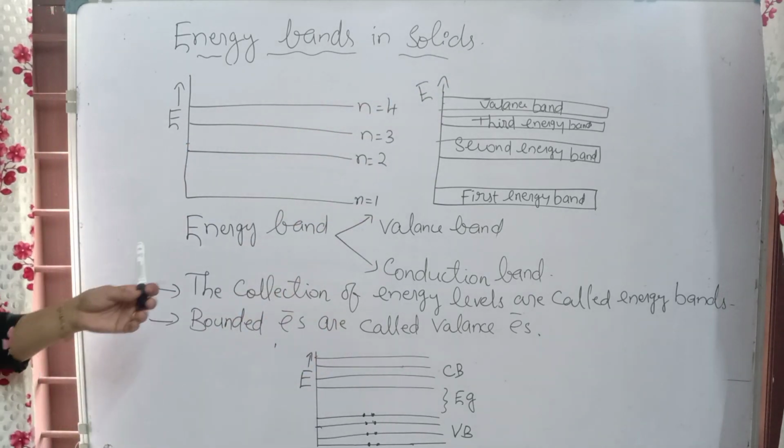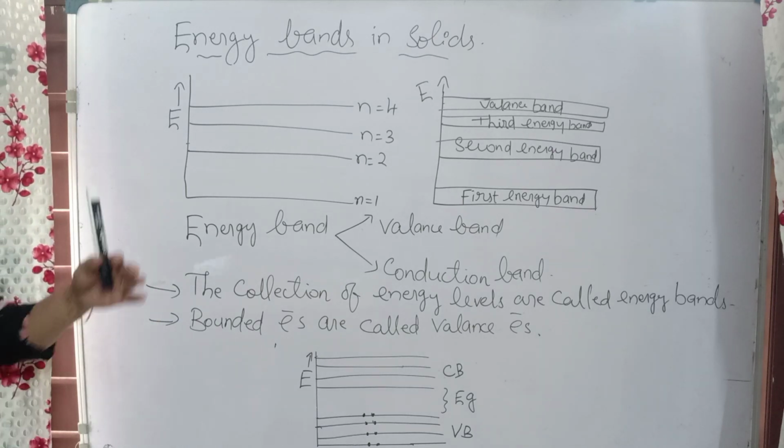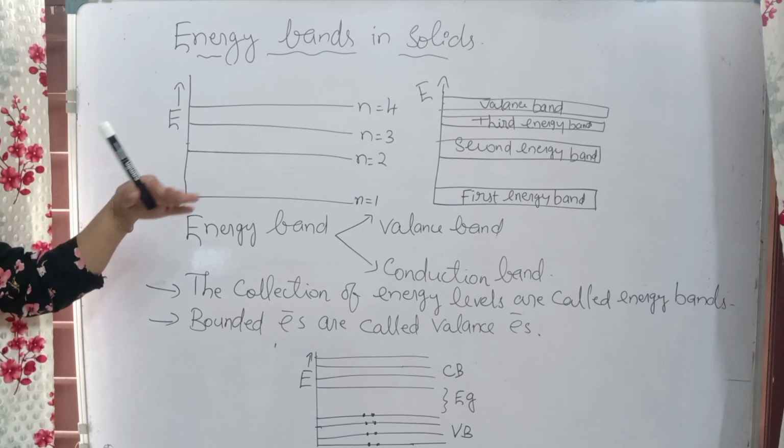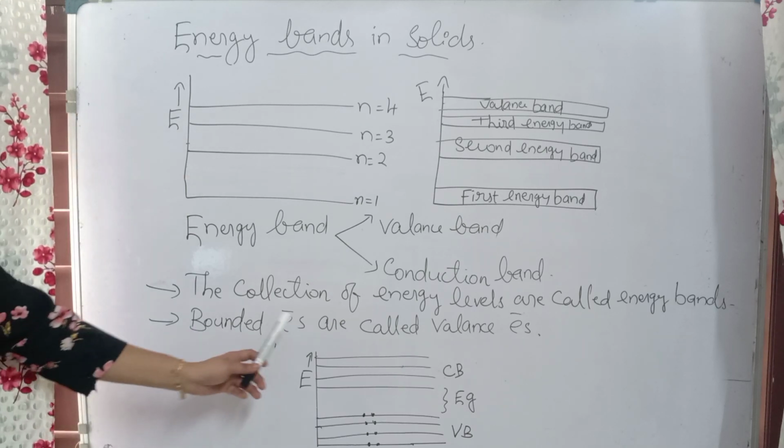If you are taking a metal, we can see that there will be bounded electrons, right? And the rest of the electrons, the free electrons, we will take as the conduction electrons, and the bounded electrons are called valence electrons.